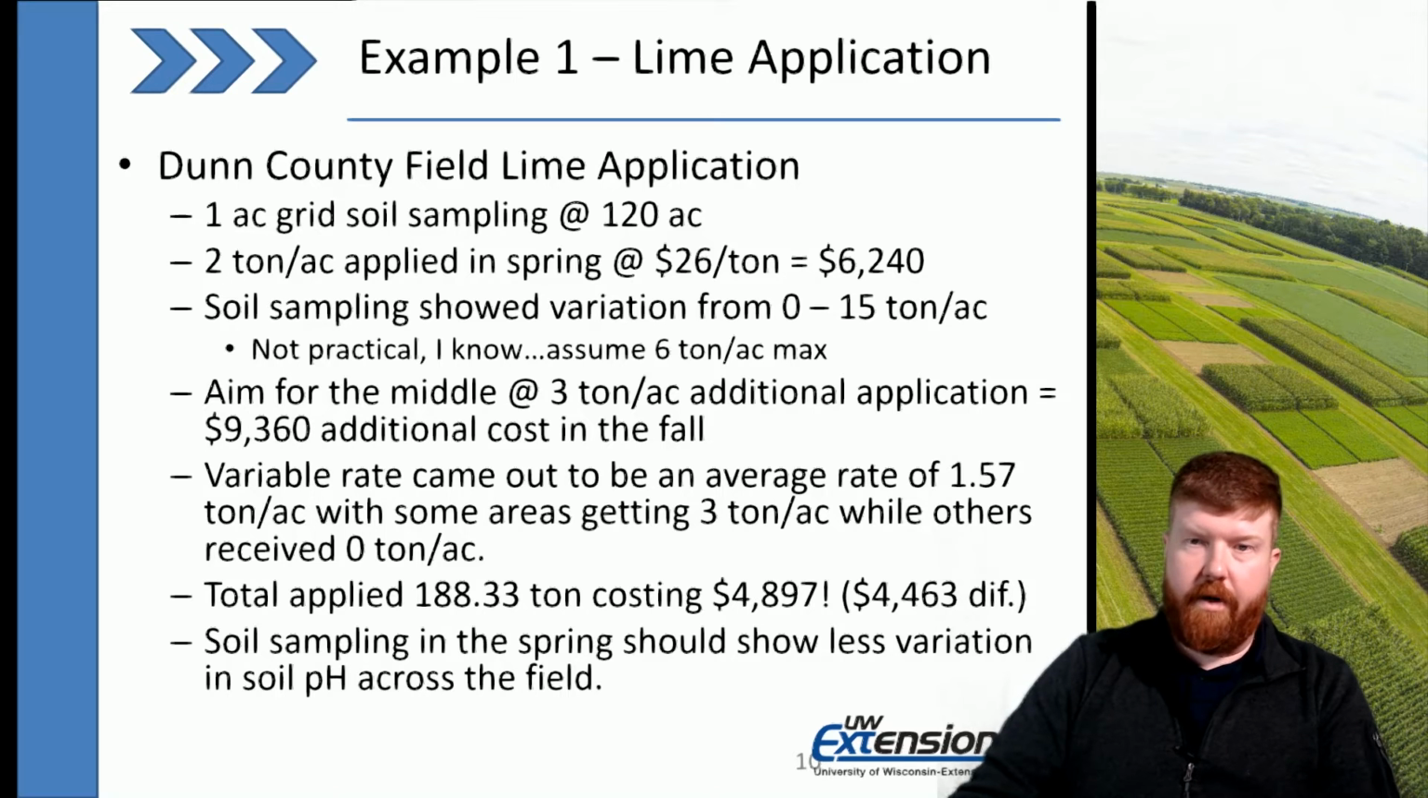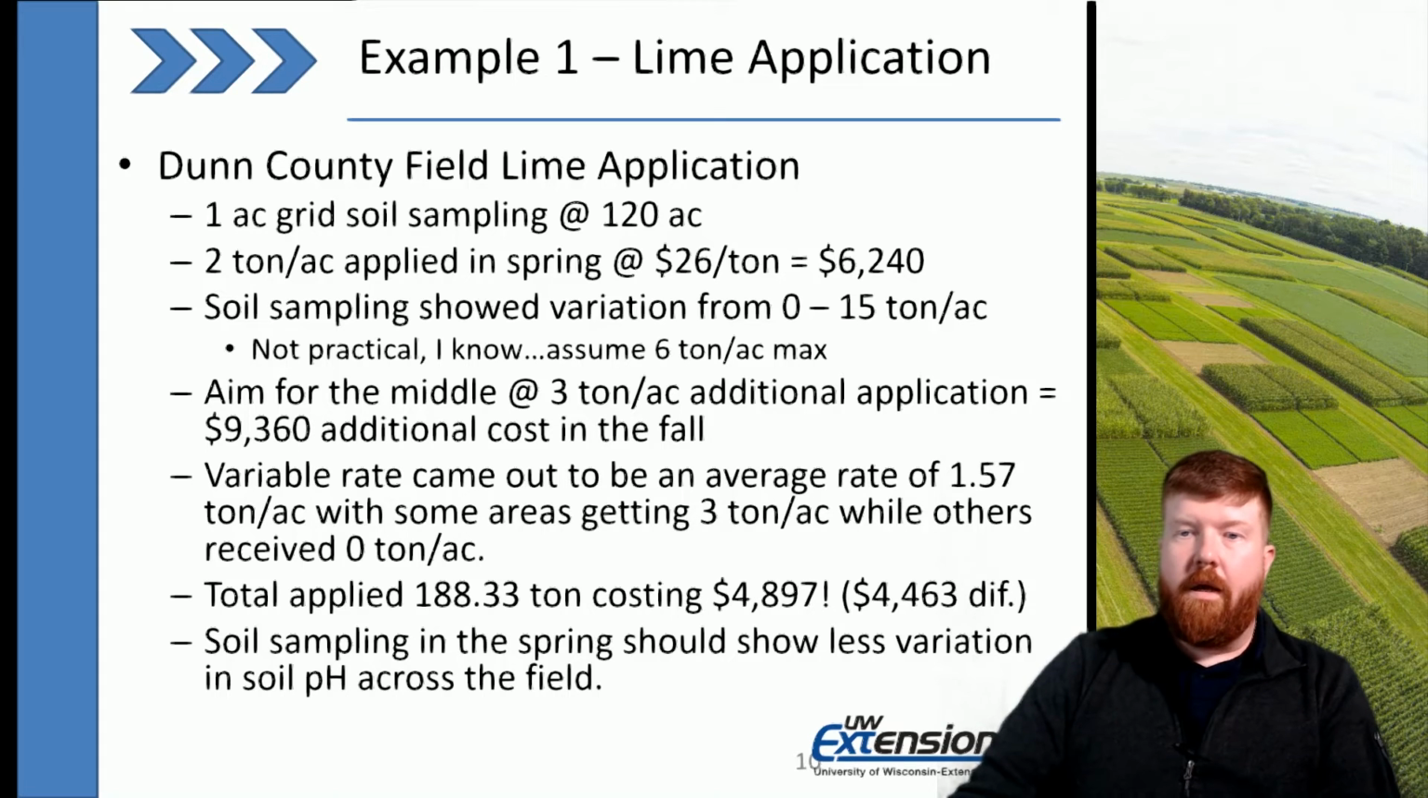I know we're not going to put on 15 ton per acre, so we assume about a 6 ton max, or in this case we actually went to a 5 ton maximum application. So everything got 2 tons per acre, and then we're going to aim for the middle and apply 3 tons additional application. That's going to be our maximum. Let's assume that we applied that to the entire field. It would cost an additional $9,360.